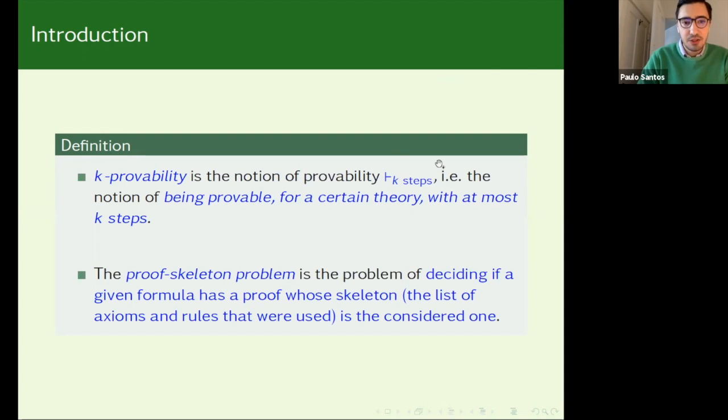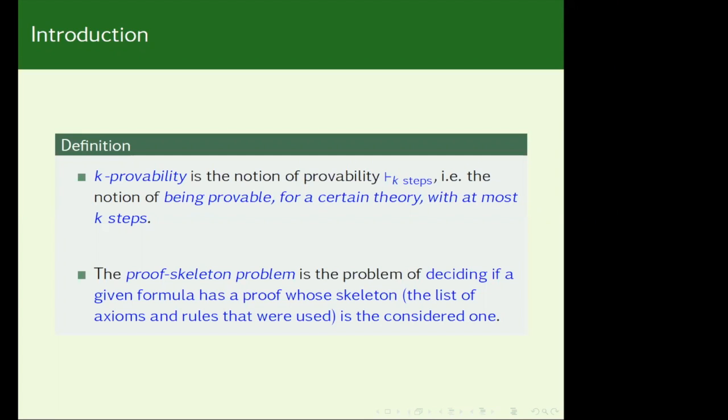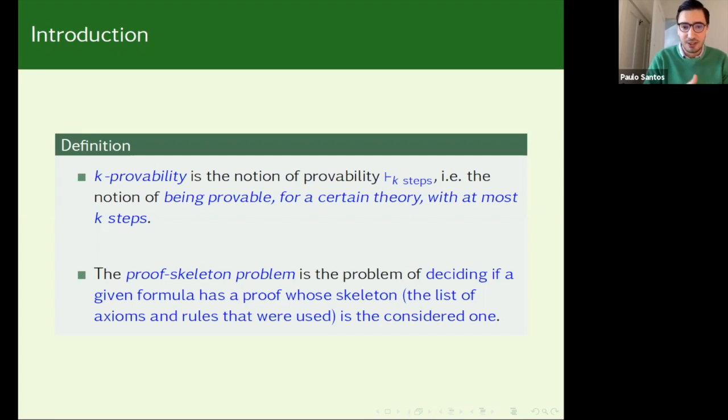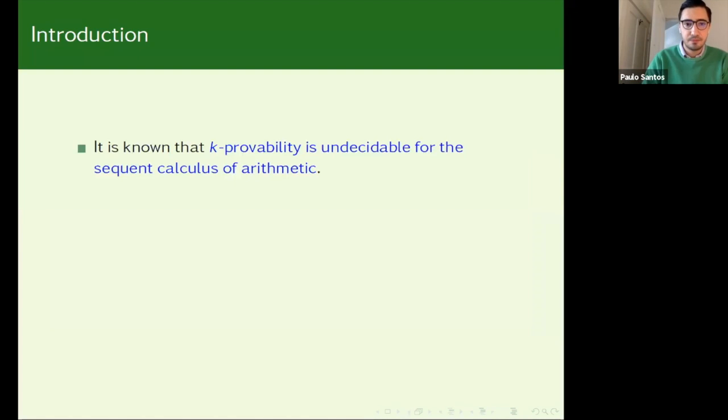Moreover, I will consider the concept of the proof skeleton problem. That is the problem of deciding if a given formula has a proof whose skeleton is the considered one. And by skeleton, I mean the list of rules and axioms that were used in the proof. So in a sense, this problem has two inputs, a formula and a list of axioms and rules. And the goal is to decide, especially in a computational way, if there is a proof of the formula whose list of rules and axioms is the inputted one.